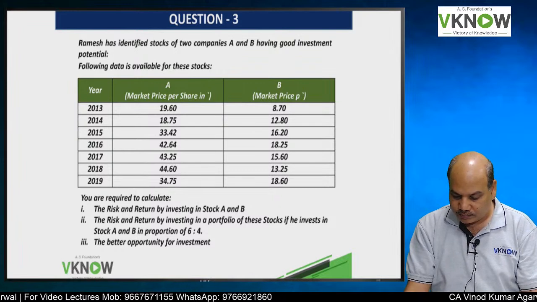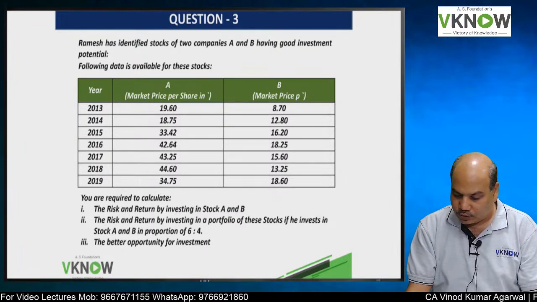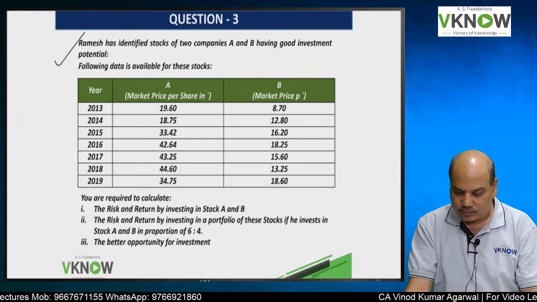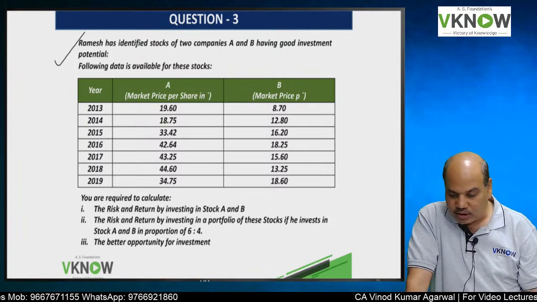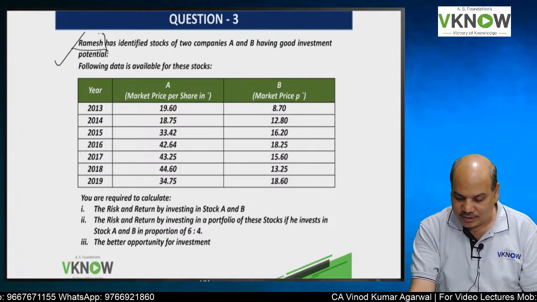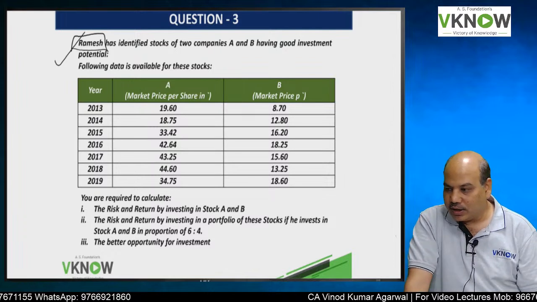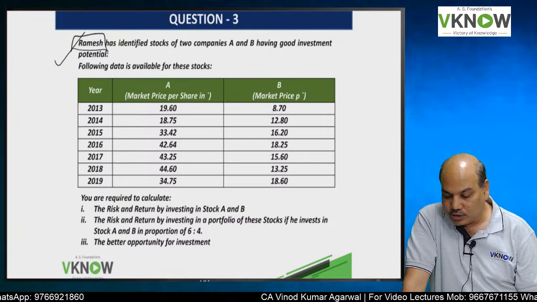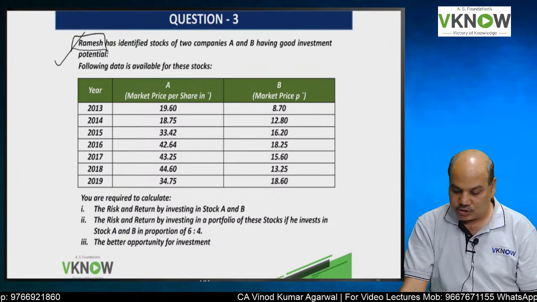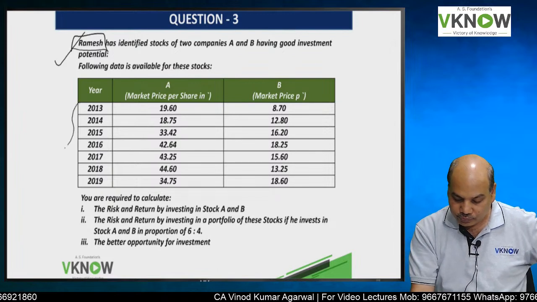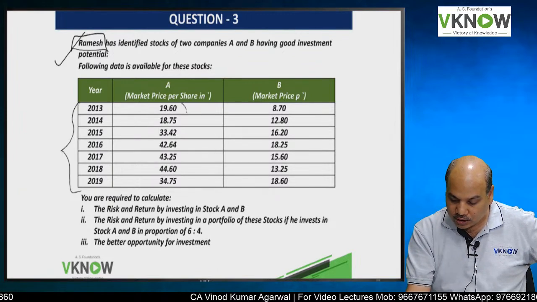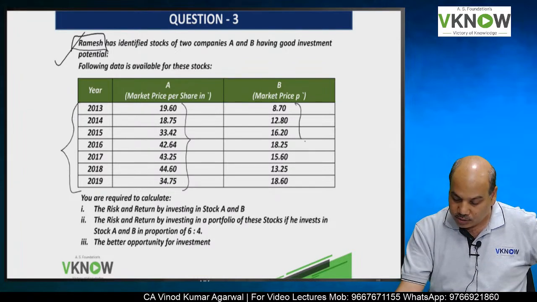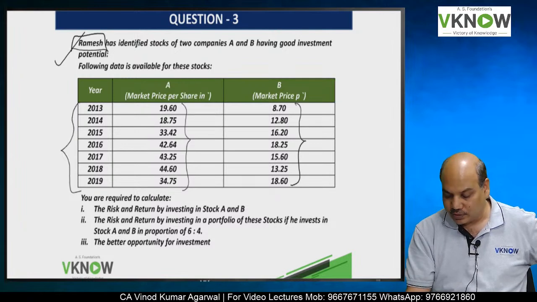Question number 3. Very easy question from the portfolio management chapter. Suresh has identified stock of two companies A and B having good investment potential. Following data is available. It's just a mechanical calculation. Year is given, market price in rupees in all these years, and security B market price is given.